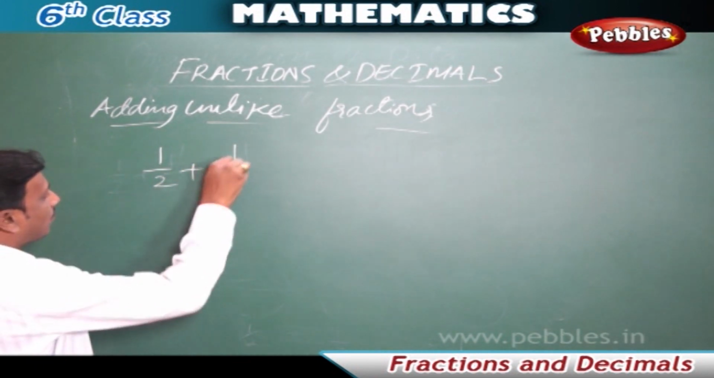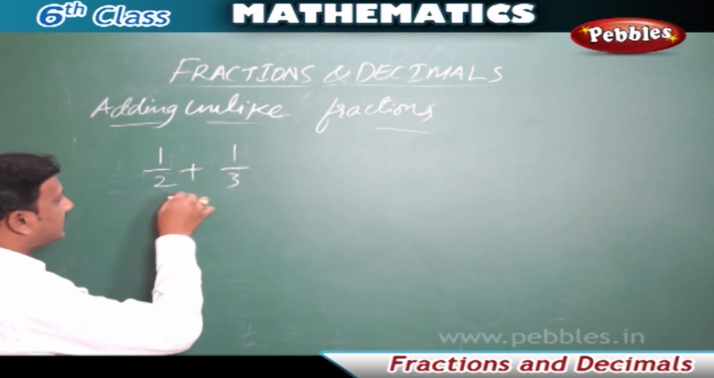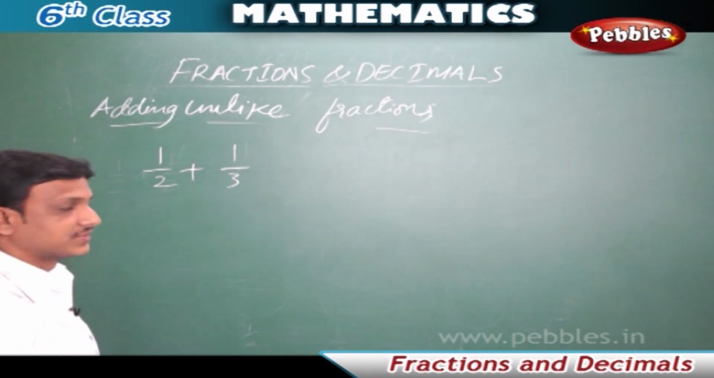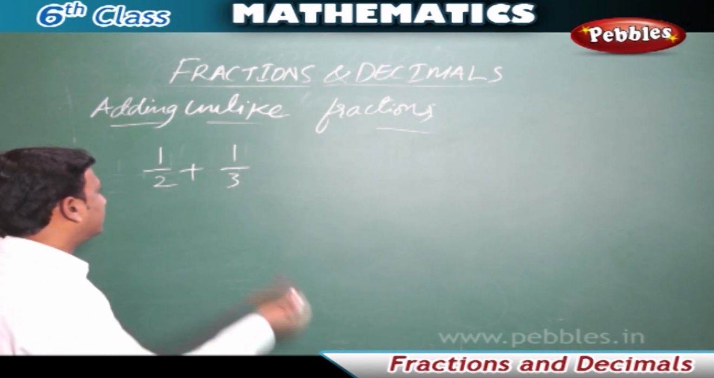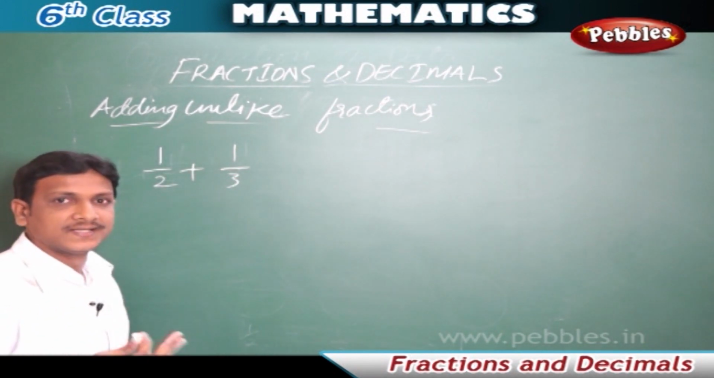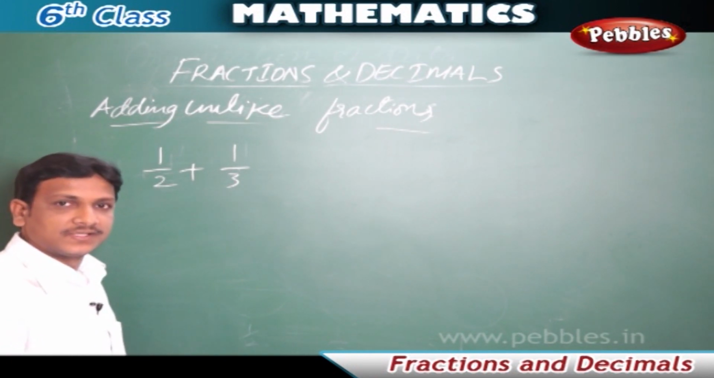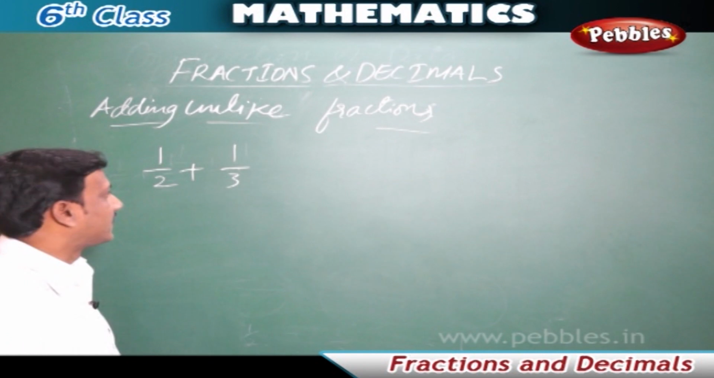Let us take 1/2 and 1/3. Now these two, 1/2 and 1/3, are unlike fractions. So we cannot add these two fractions. We cannot add the numerators here because the denominators are different. So what do we do now? Now we have to convert these unlike fractions to like fractions.